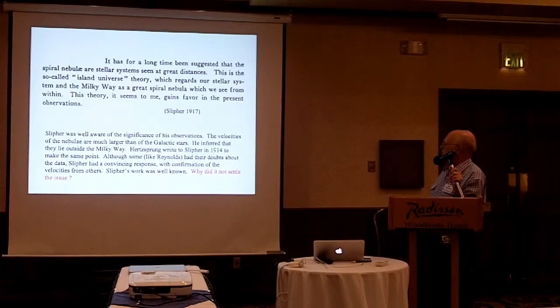Hertzsprung had written to him in 1914 to make exactly the same point. And although there are a few, like Reynolds, whom I've mentioned before, who had their doubts about the data, Slipher had a convincing response with confirmation of velocities from others. His work was well known. Why didn't it settle the issue of the island universes?